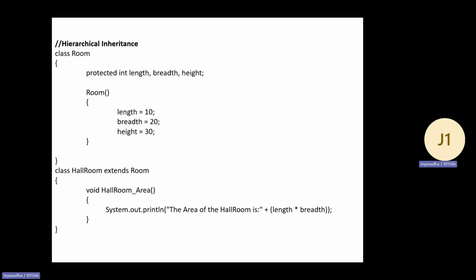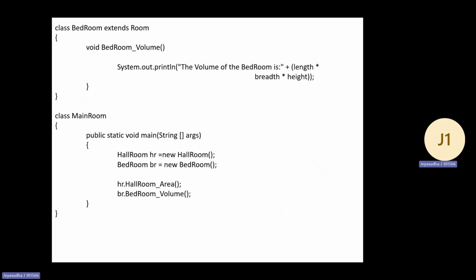Hierarchical inheritance, only one base class will be there, and you will have many subclasses. So hall room is extending this room and the bedroom. So these are two subclasses that are inheriting.